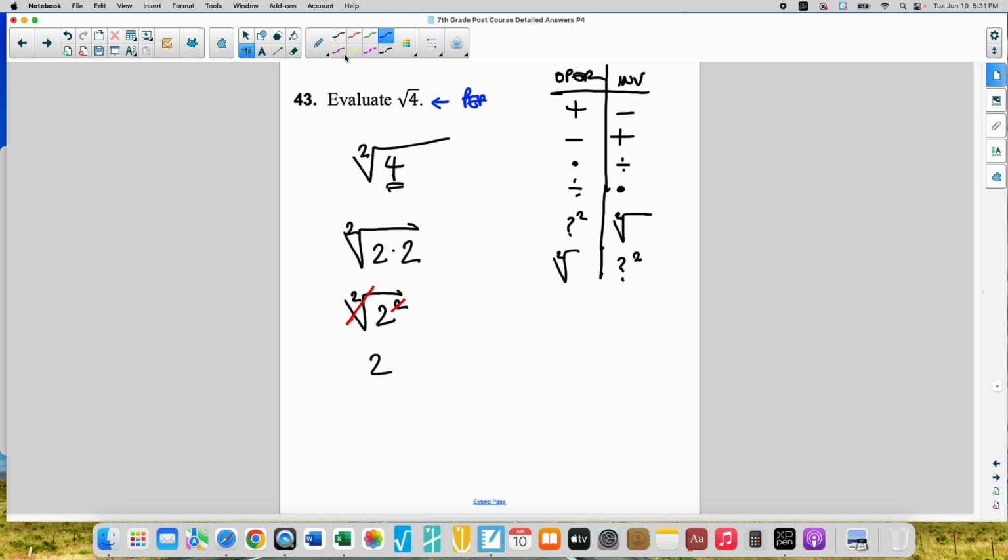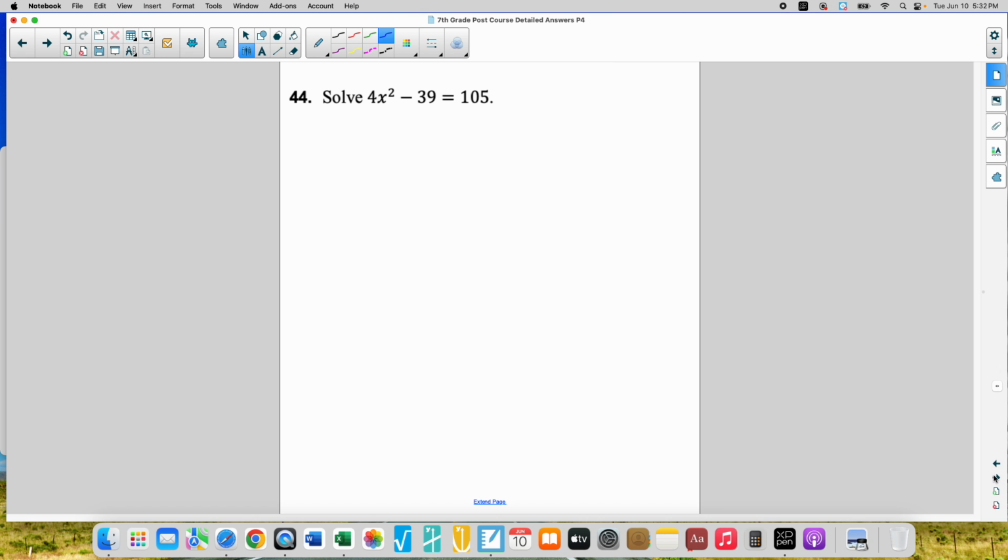Perfect square. Important to know those. All right.